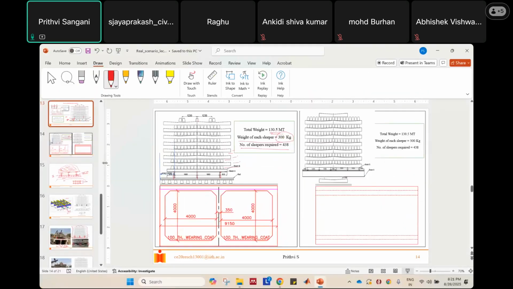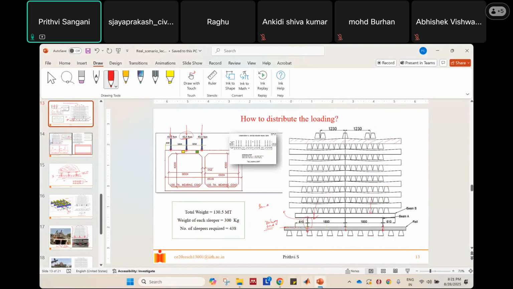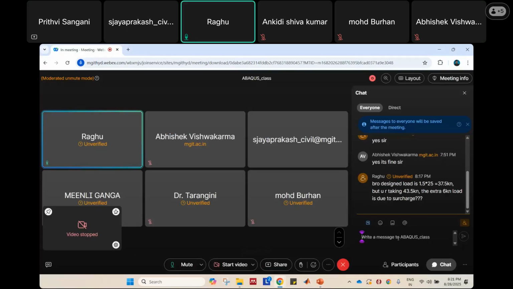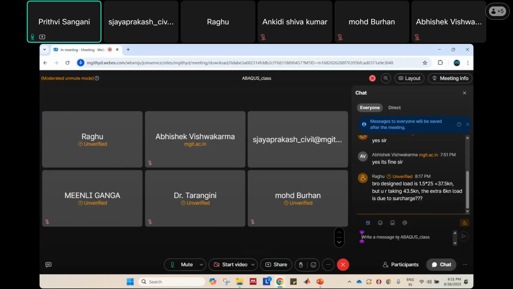So yes, you're right, Raghu. It is not exactly 1.5, but we have used some dynamic impact factor. Got it. Any other doubts, others?